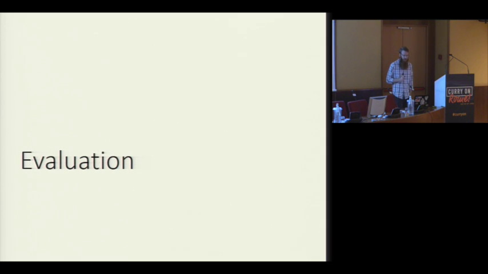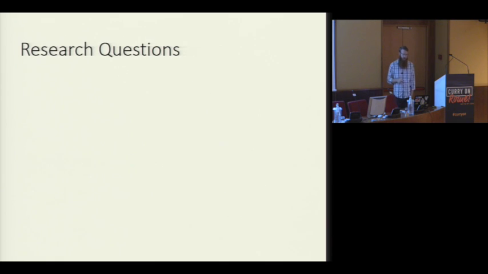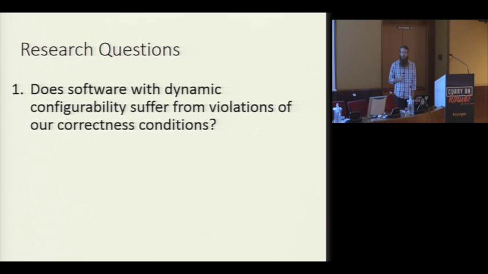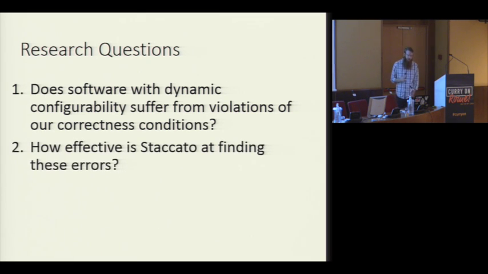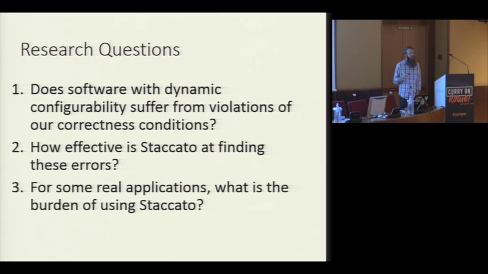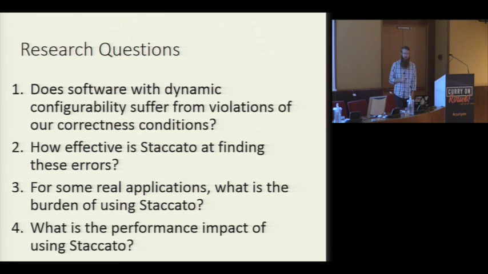So now I'm going to finish up and talk about our evaluation. In evaluating Staccato, we are interested in 4 research questions. First, does software with dynamic configurability suffer from violations of our correctness conditions? Are DCU errors a problem in practice? How effective is Staccato at finding these errors? For some real applications, what is the burden of using Staccato? And then what is the performance overhead of using Staccato?